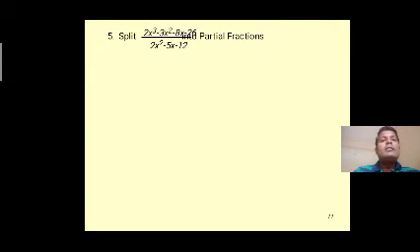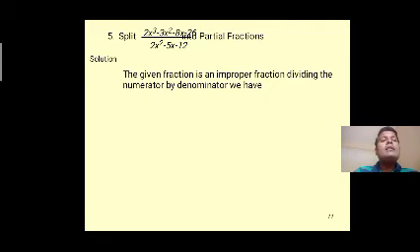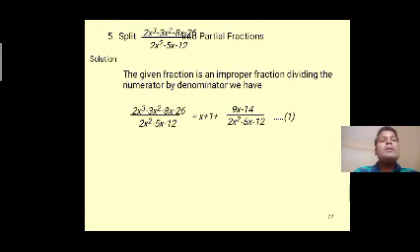Now the fifth one, split 2x cube minus 3x square minus 8x minus 26 by 2x square minus 5x minus 12 into partial fractions. The given fraction is an improper fraction. Dividing the numerator by denominator, you observe here, this is an improper fraction. Now we have to convert it to a proper fraction. We have to do this by dividing the numerator by denominator.